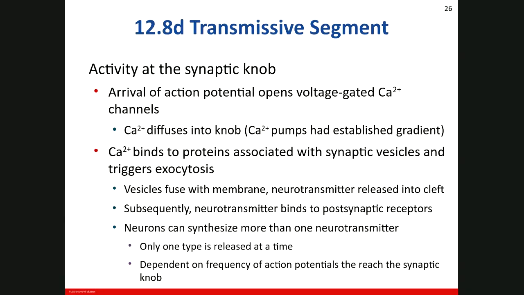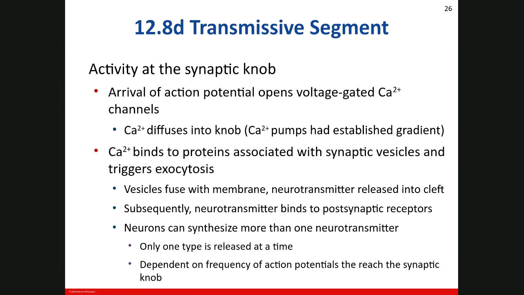Chapter 12, Part 4. In this part, I want to talk about the transmissive segment. First, you need to remember that the transmissive segment is the synaptic knob of the neuron. The main activity which happens in this segment is release of neurotransmitter from the synaptic vesicle.